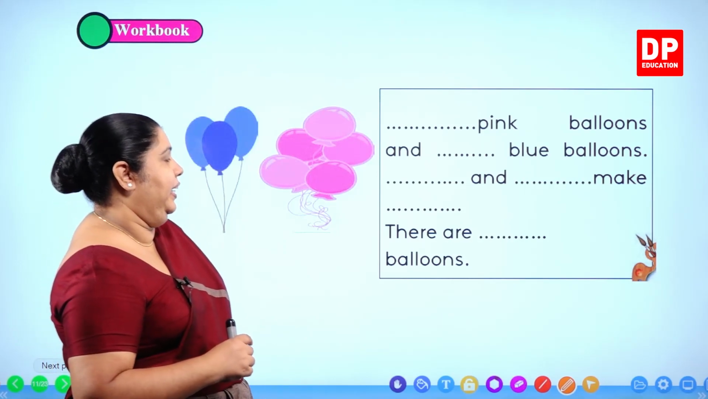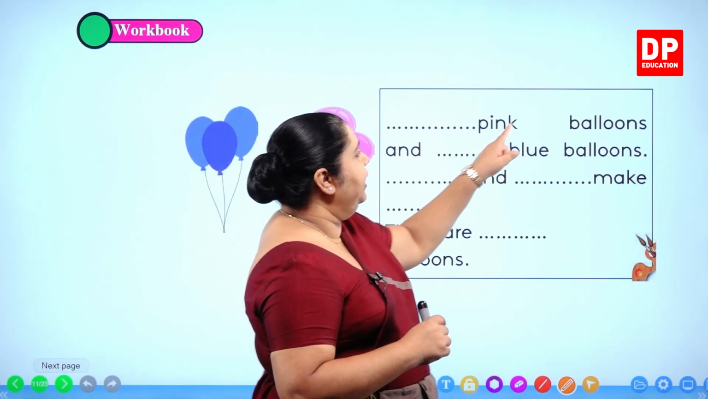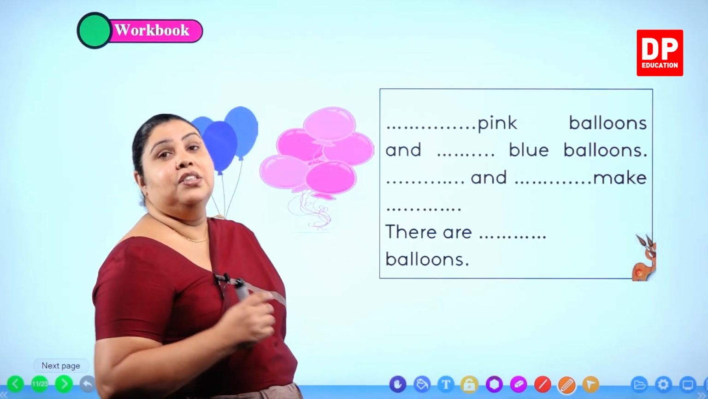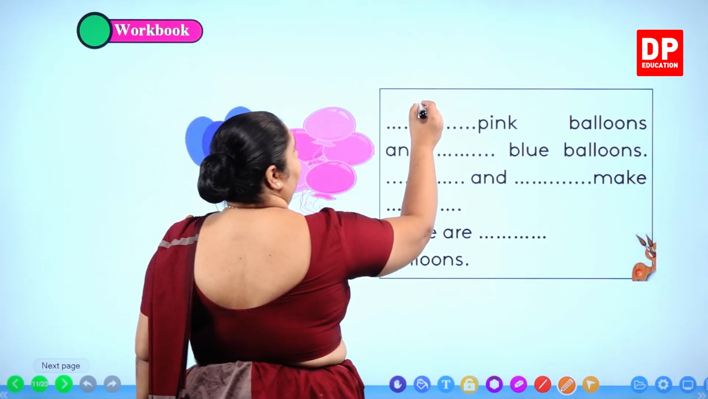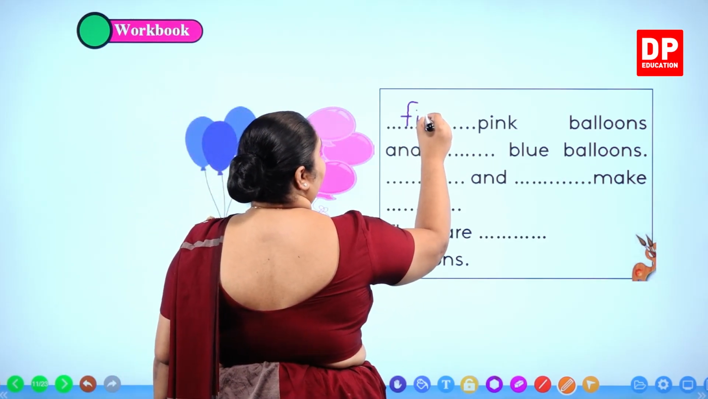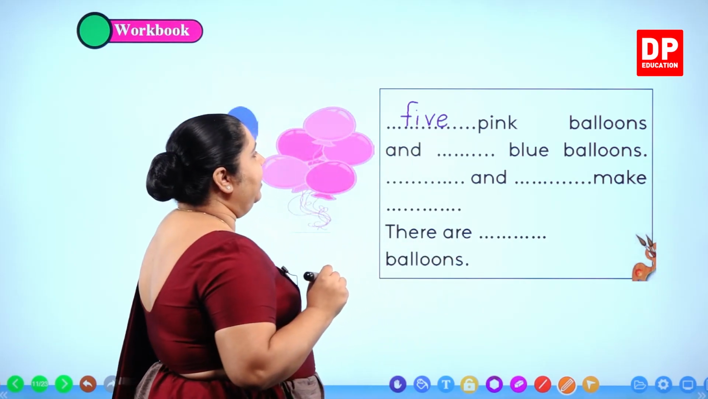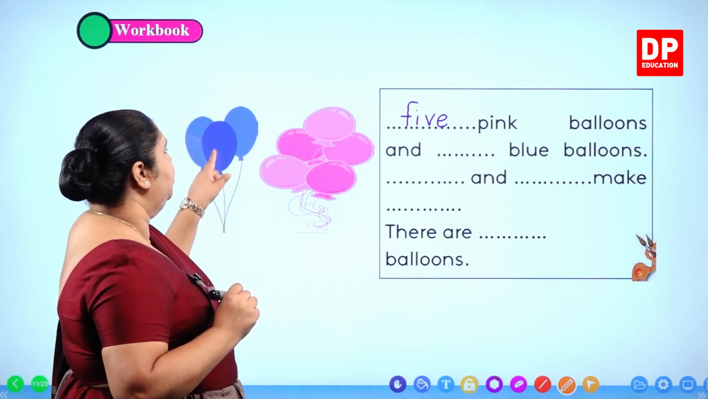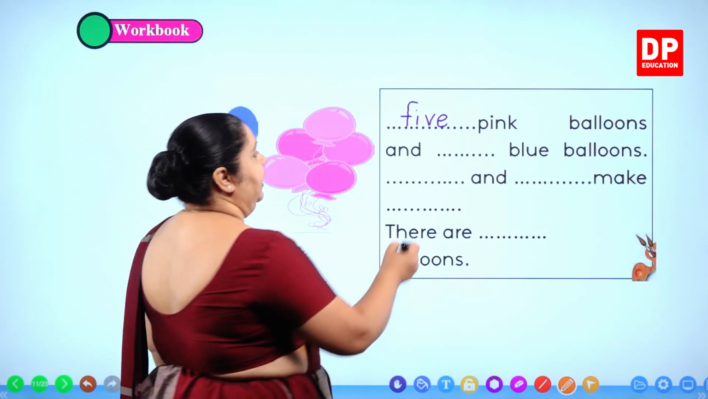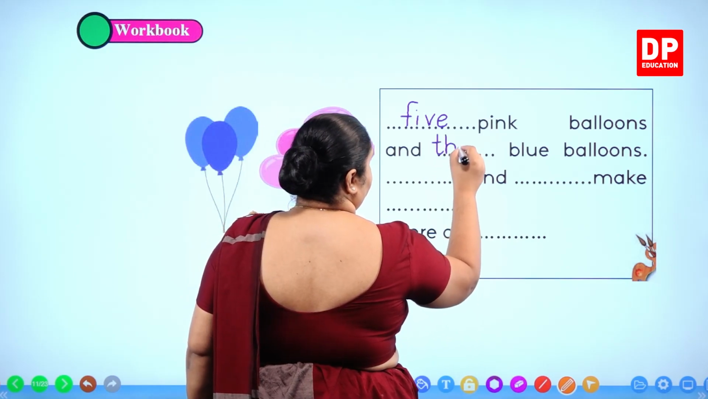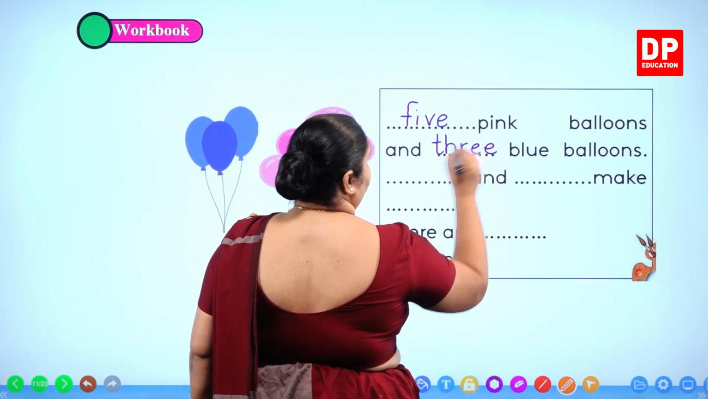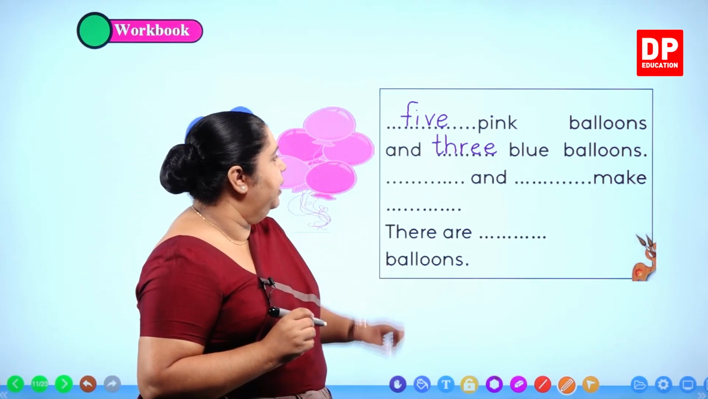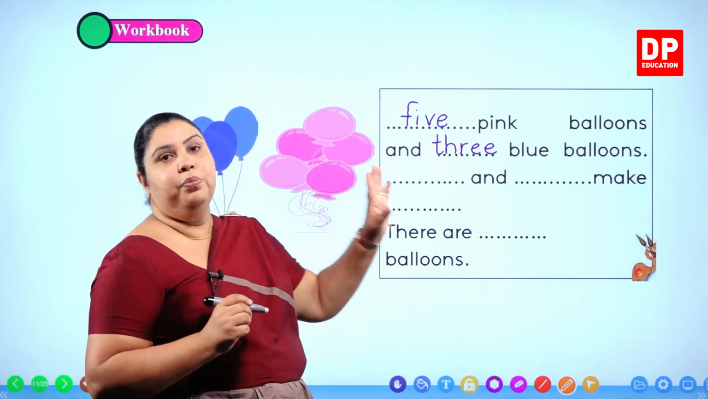Now let's start writing. Blank pink balloons. How many pink balloons? 1, 2, 3, 4, 5. So how do we write the word 5? F-I-V-E. 5 pink balloons. And how many blue balloons? 1, 2, 3. How do we write 3? T-H-R-E-E. 3 blue balloons. Okay? 5 pink balloons and 3 blue balloons.